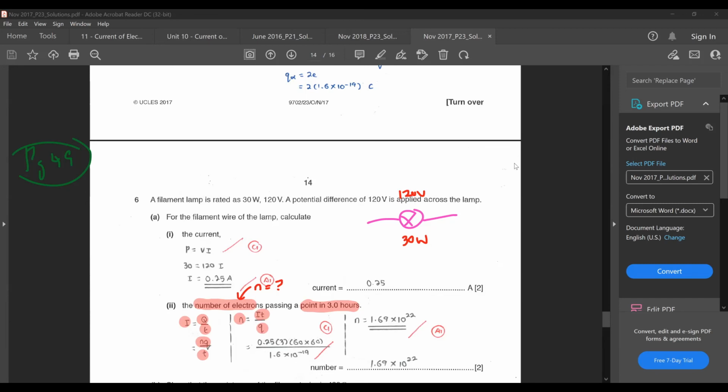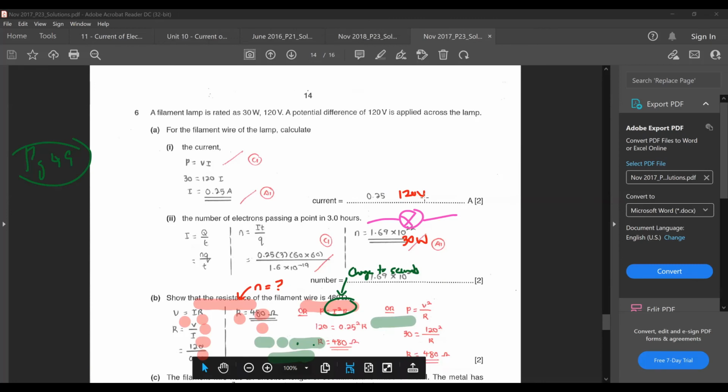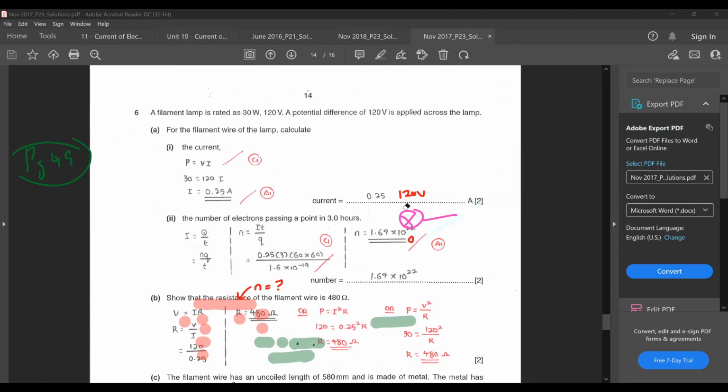Just sub in your values. You get 0.25 times 3 times 60 times 60. Because this one is 3 hours, you need to change to seconds. So 3 hours times 60 minutes times 60 seconds. And then divide by the charge of an electron, you will get the answer as 1.69 times 10 power 22. Okay, right, so that one is one part. And you get the answer.